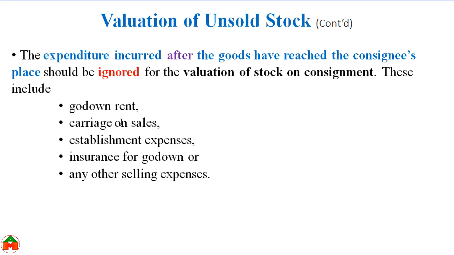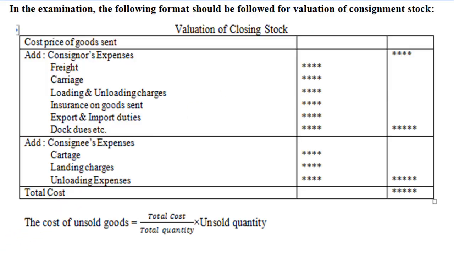We can see the costs which should be ignored for valuation of unsold stock are godown rent, carriage on sales, establishment expenses, insurance for godown, or any other selling expenses. This cost will not be considered for determining the cost price. This is the format you can use for the valuation of unsold stock or closing stock in the process of consignment. You can see the cost price should be shown.